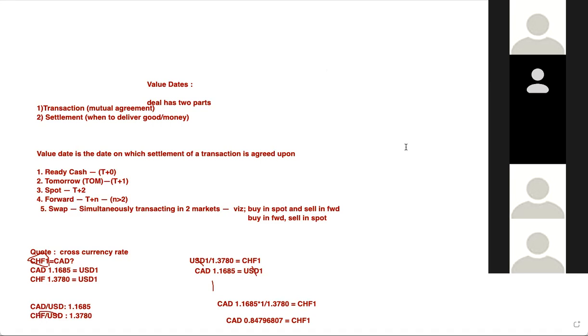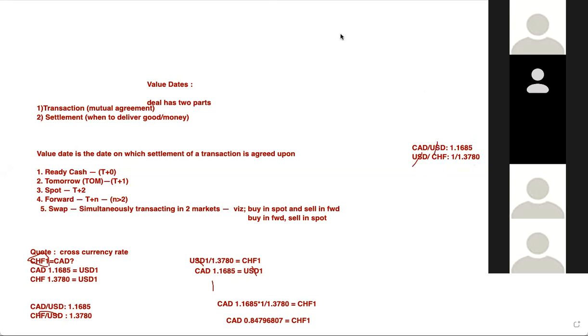I will work it out here. CAD per USD is 1.1685. Then I will say USD per CHF is 1 by 1.3780. So when I multiply LHS into LHS, RHS into RHS, things cancel.